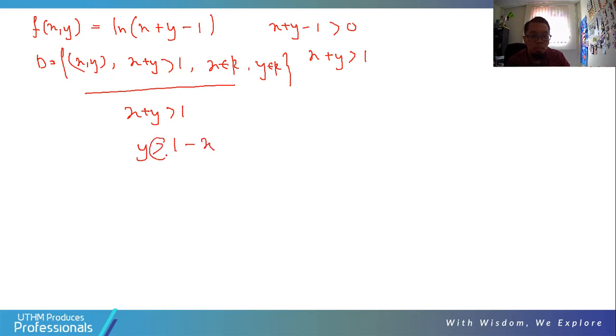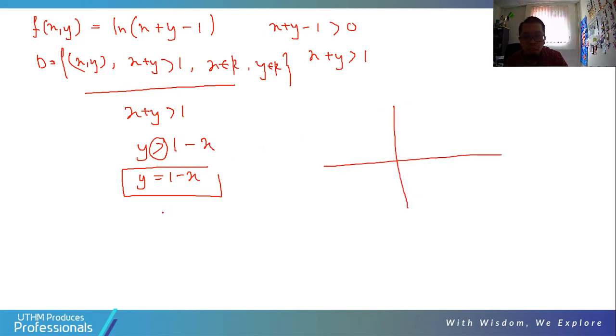Okay, semua kita typical lah. Contoh macam y sama dengan 1 tolak x. So y sama dengan 1 tolak x, we sketch the graph. Y equal 1 minus x, dia punya slanted to the left. Okay, and intercept to the 1.